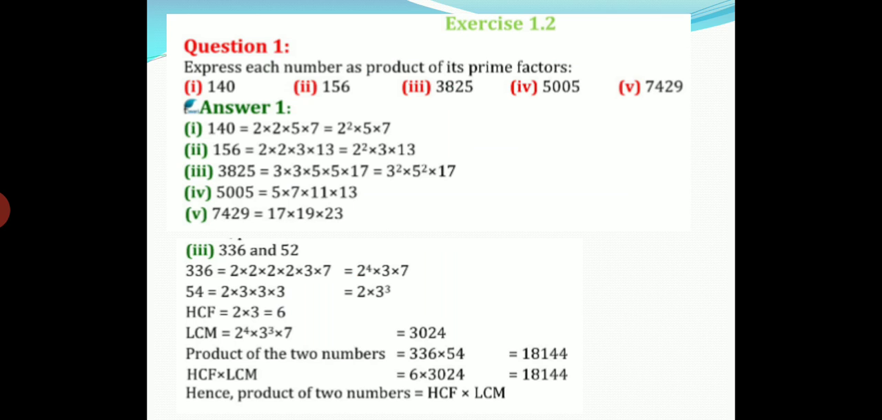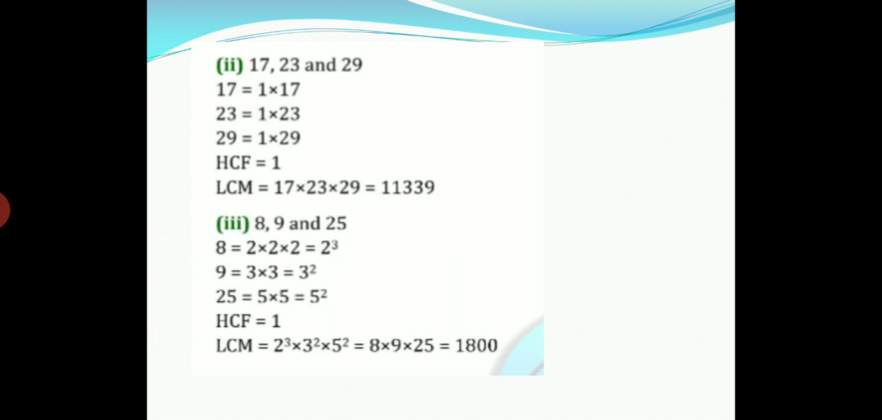Okay, the product of the two numbers, 336 into 54, is 18,144, and HCF into LCM also gives the same answer. Hence we have verified the property that HCF into LCM equals the product of the two numbers. Then the third sum, the second and third subdivisions were given as homework.